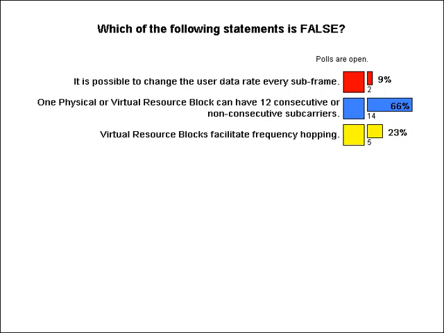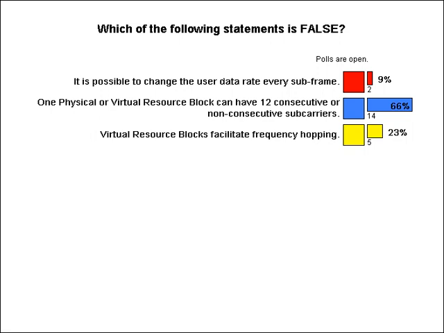Option number one, of course, that is true. You can change things around every millisecond because at the beginning of every subframe, you can give different numbers of resource blocks to the user. So sometimes you can give one resource block, the next subframe, you can give the user all the resource blocks. So we are able to change the data rate every millisecond, every subframe.